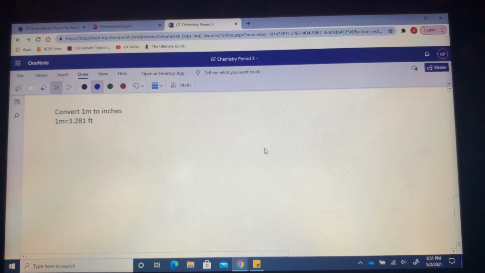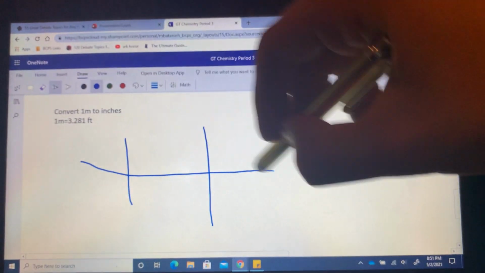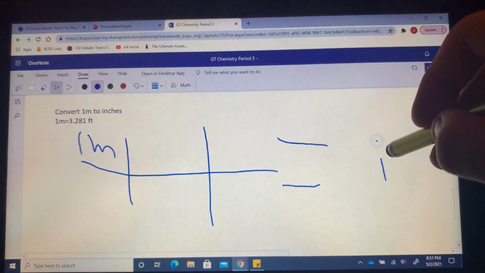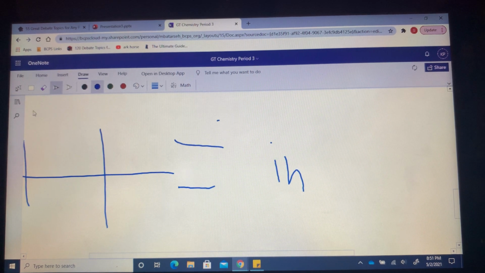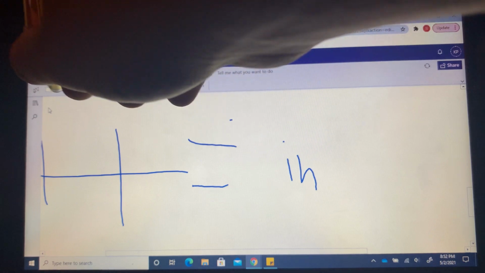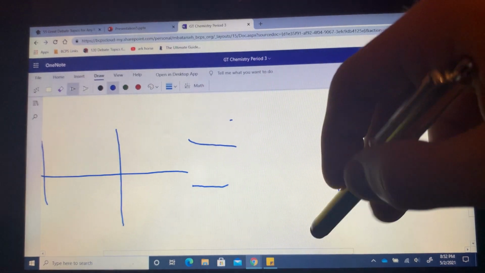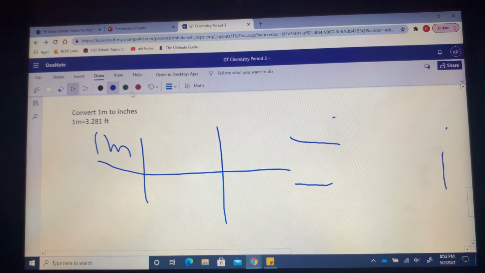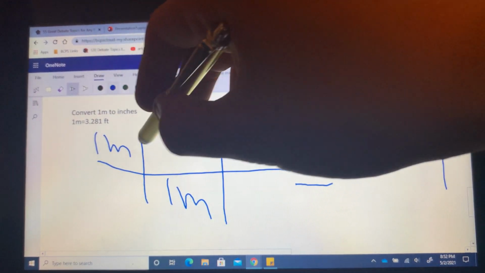So convert 1 meter to inches. Okay, let's go. We know we're starting off with 1 meter. And we know we have to get to a certain amount of inches. It may take longer to write, so 1 meter. You see that 1 meter is 3.281 feet. So we get 1 meter, 3.281 feet per meter.